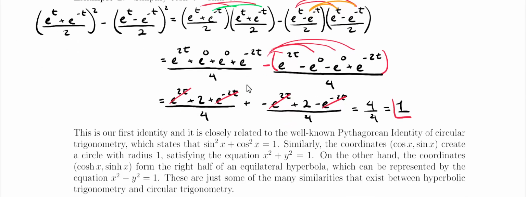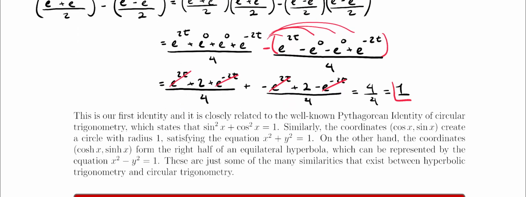So this is our first identity, and it is closely related to the well-known Pythagorean identity for circular trigonometry, which states that sine squared of x plus cosine squared of x is equal to 1. Similarly, the coordinates cosine of x, sine of x create a circle with a radius of 1, satisfying the equation x squared plus y squared is equal to 1.